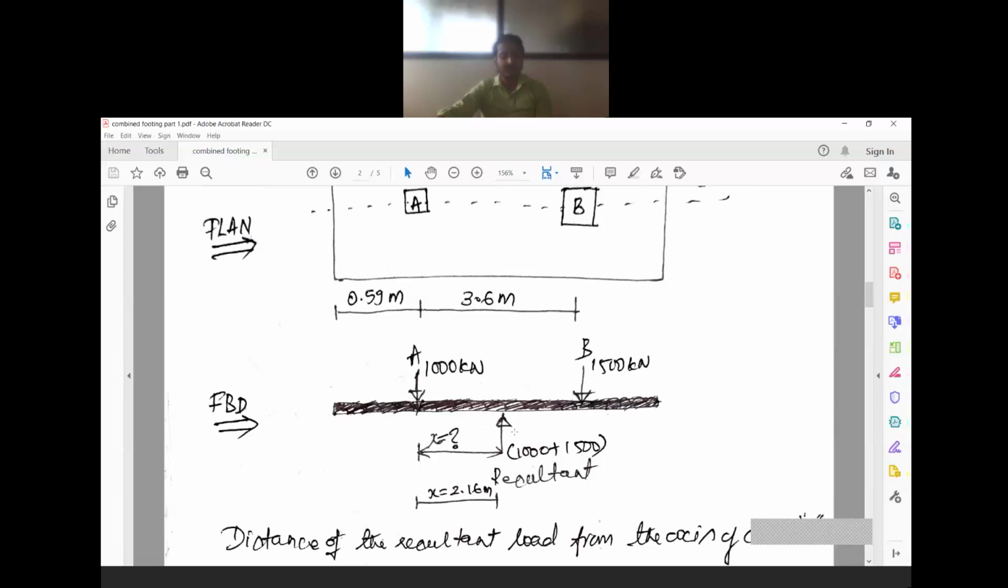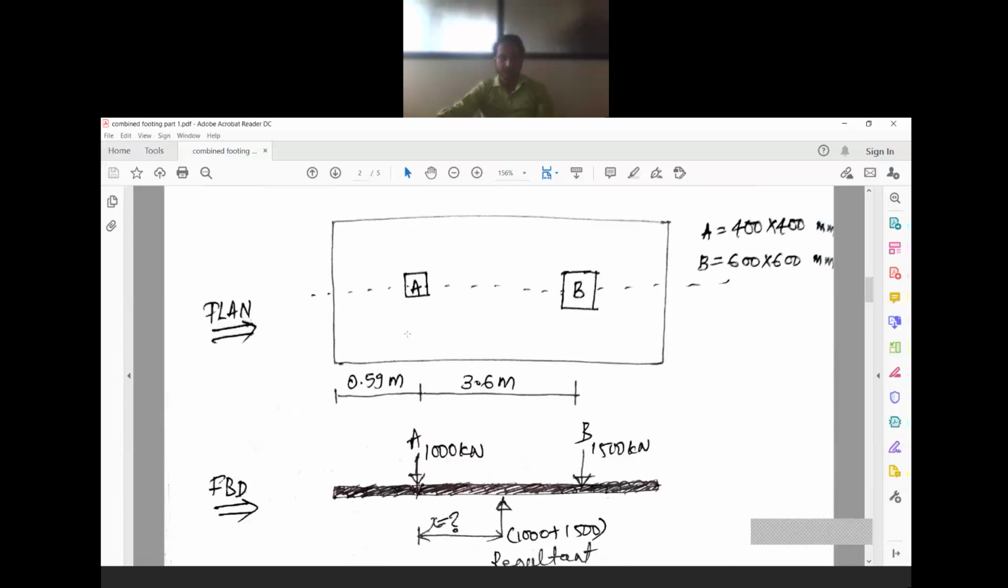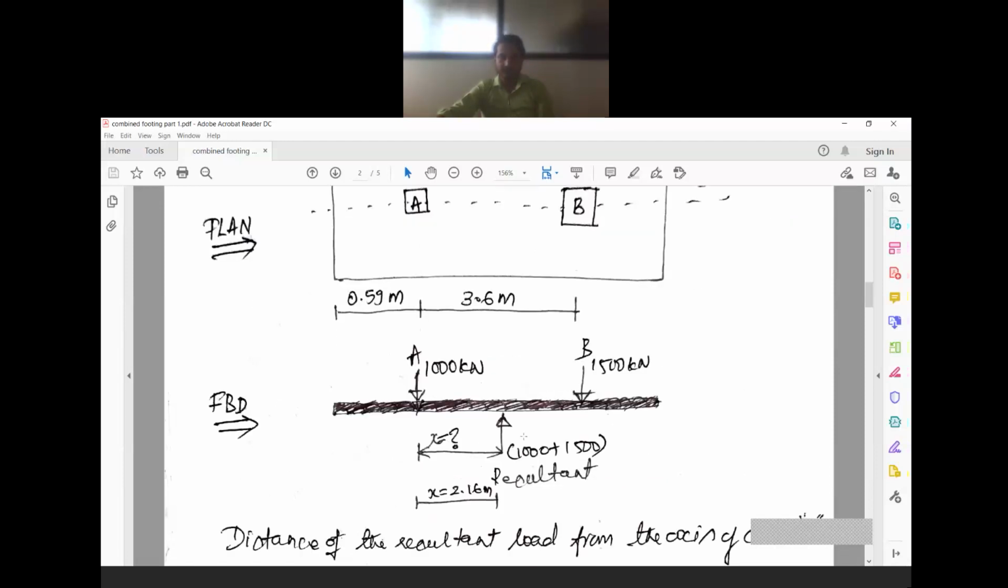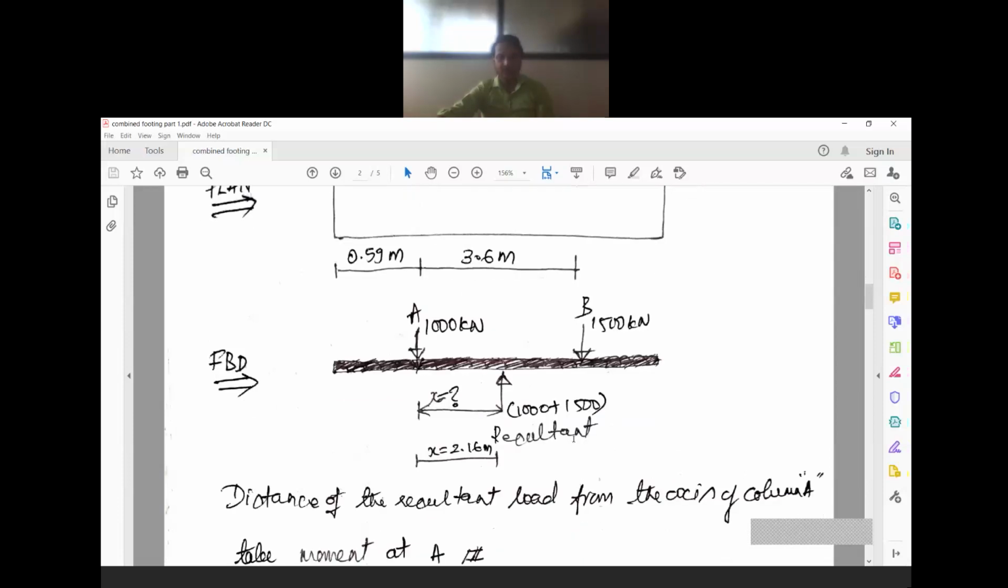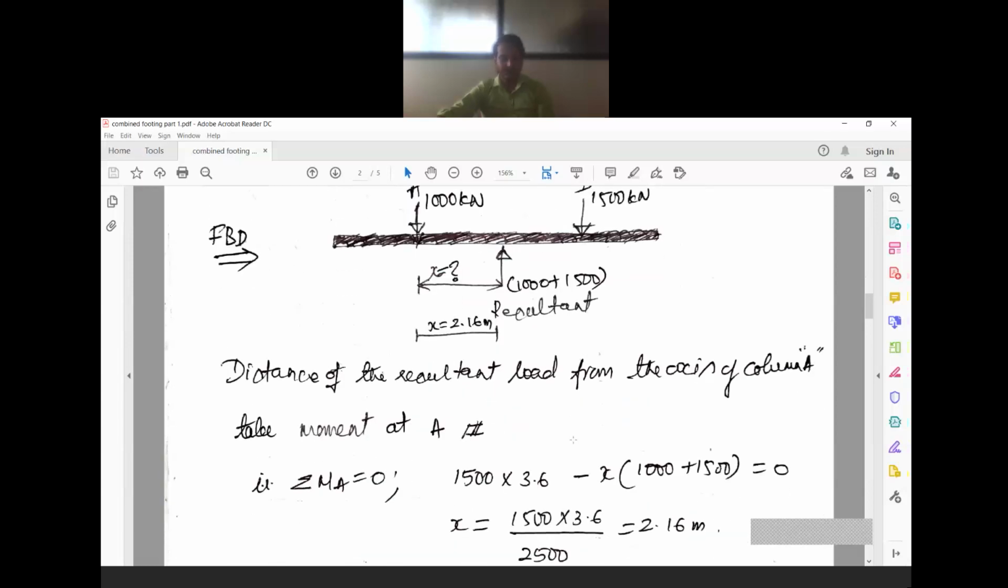In different problems, they will give different data. In this problem, they have given the projection length of column A. What do we call this? The length from the column A axis to the edge of the foundation, this length we call the projection length. Projection length from column A, and right side projection length from column B. Do you understand? The two projection lengths are not the same. So what we need to do is calculate those values: the projection length and the total length of the foundation. Projection length from column A is given. Projection length from column B, we have to calculate. Okay? Right.